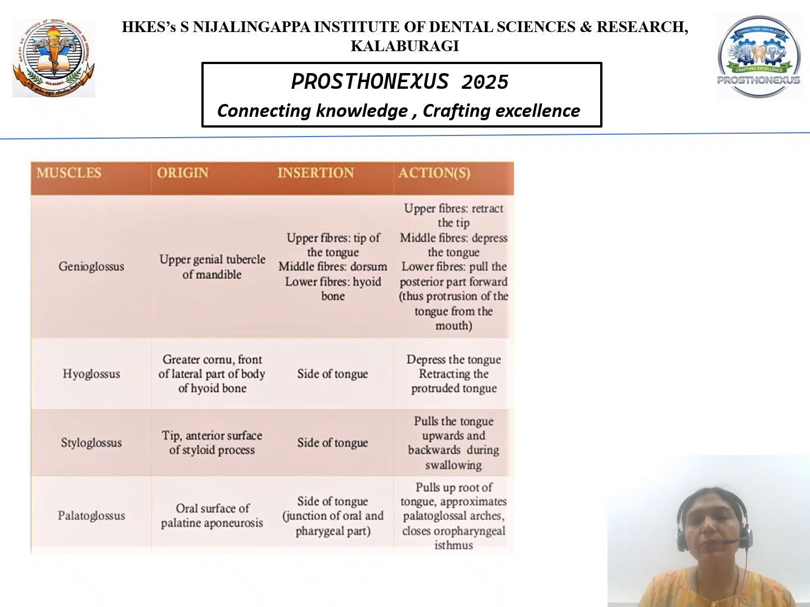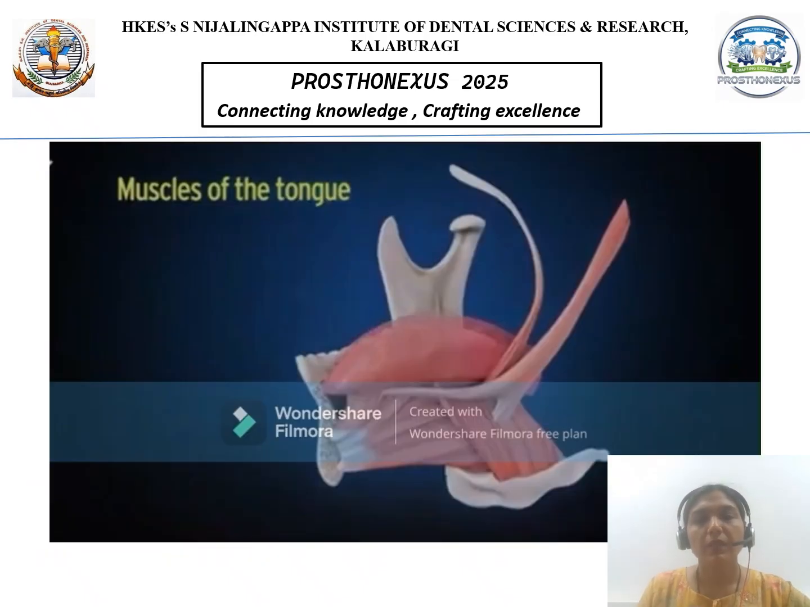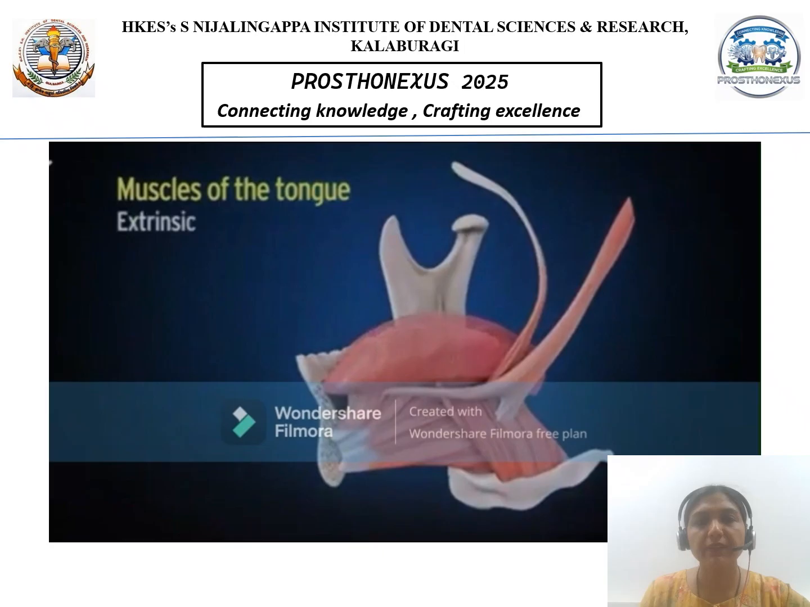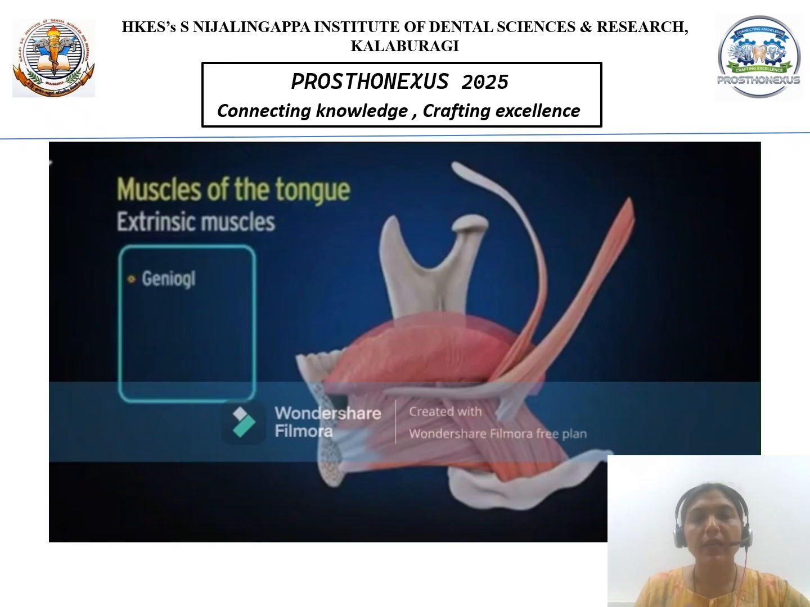Now the extrinsic muscles, we have to know. I think you can see this video. Now in this video you can see the extrinsic muscles which are there. So we have the genioglossus muscle, and then we have the hyoglossus muscle, then there is the styloglossus muscle and the palatoglossus muscle.